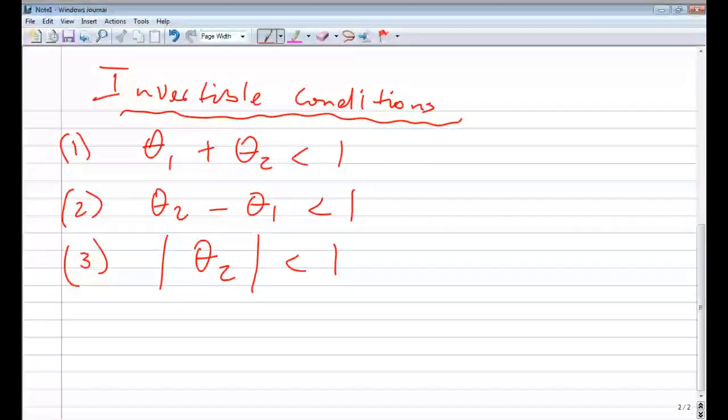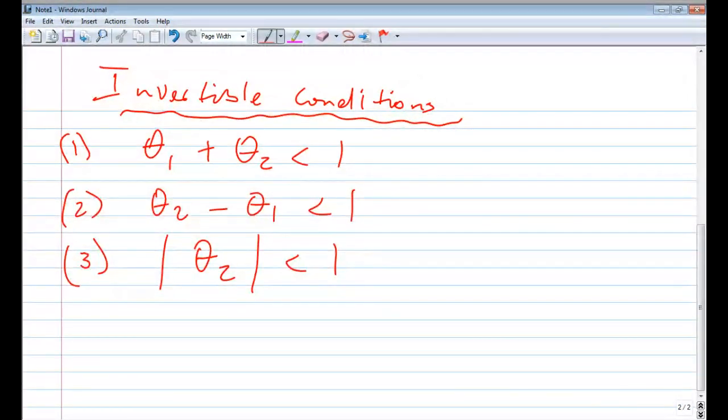Then, if the second holds, you have to continue to the third one: the absolute value of theta 1 to be less than 1. All those conditions must be held. If one condition fails, therefore the process is not invertible. All those conditions must be fulfilled. Are we together?